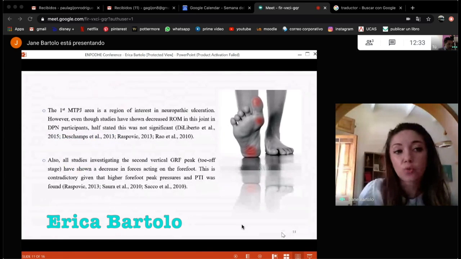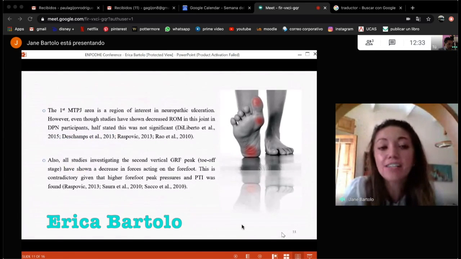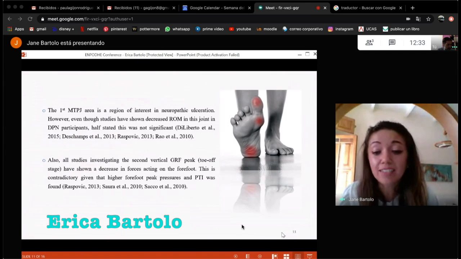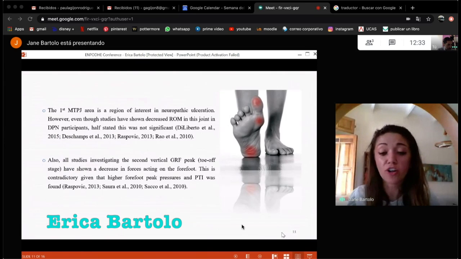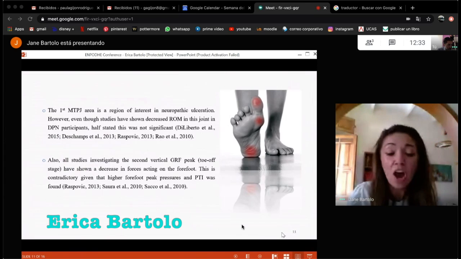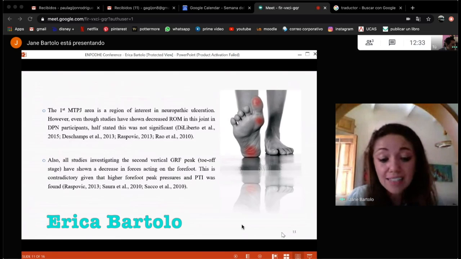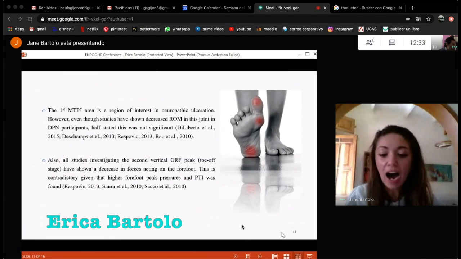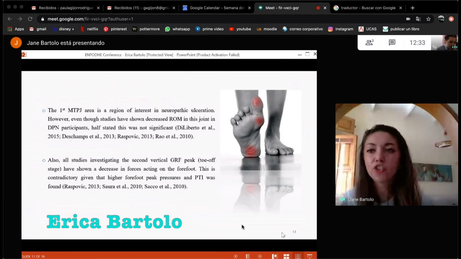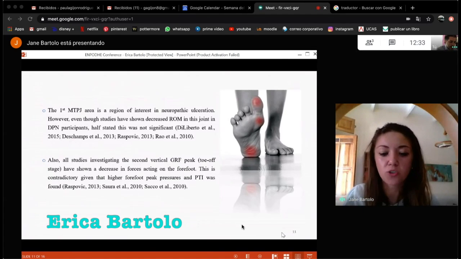Now, when it comes to neuropathic ulceration, the first MTJ is a region of interest, where even though results from all studies have shown decreased joint kinematics in the presence of neuropathy, only half of the studies stated that there was actual significant difference from the control groups. Further research is required, including larger sample sizes and also analyzing the relationship with other foot joint segments, because there is lack of research when it comes to analyzing the effect of other joint kinematics in the presence of neuropathy.